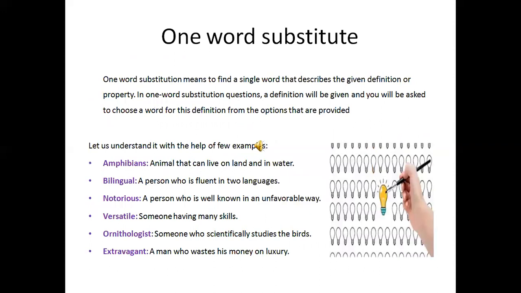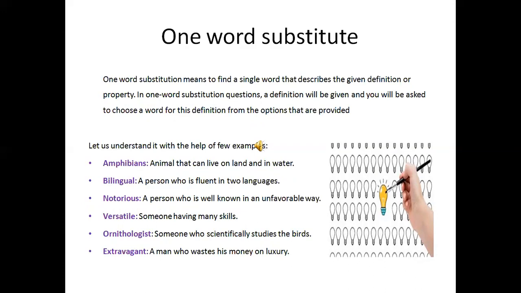One word substitute, it means that a group of words can always be replaced by a single word. We come across various examples of the same. We have studied it in our classes also. So let's say, for example, amphibians. Amphibians is a one word for animals that can live on land and in water. Another is bilingual. Bilingual is used for people who can use two languages fluently.